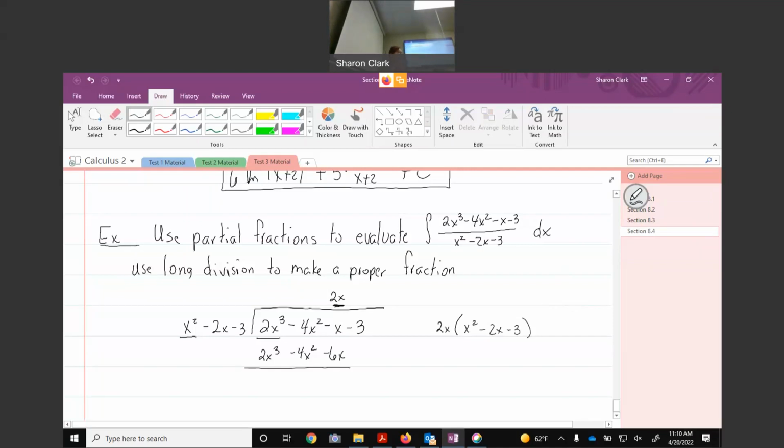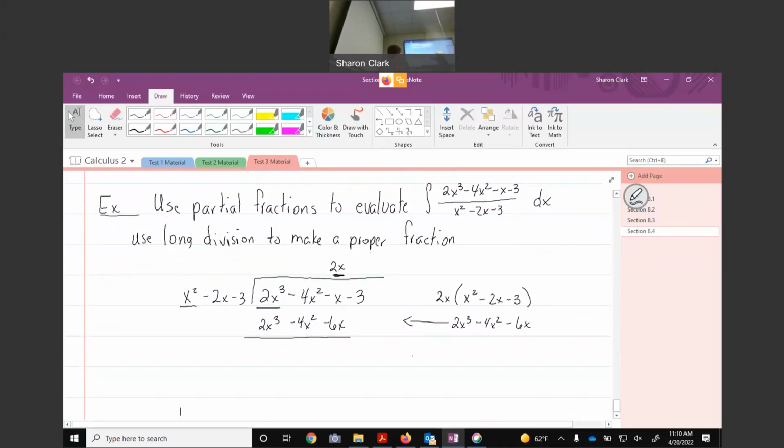Okay, so this is what I did. I did 2x times x squared minus 2x. So that's where I get the 2x cubed minus 4x squared minus 6x. That's where I got that from, in case you didn't follow me multiplying. That 3 is this 3, and I put it here.